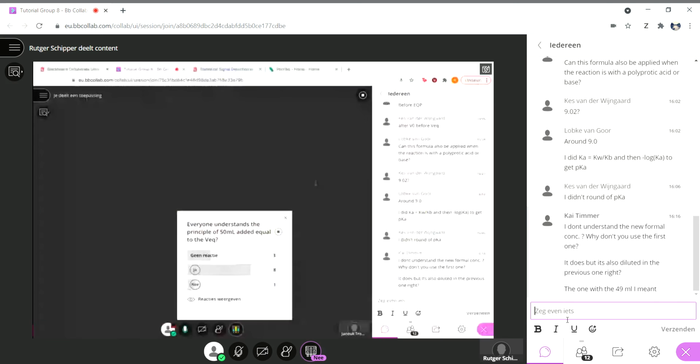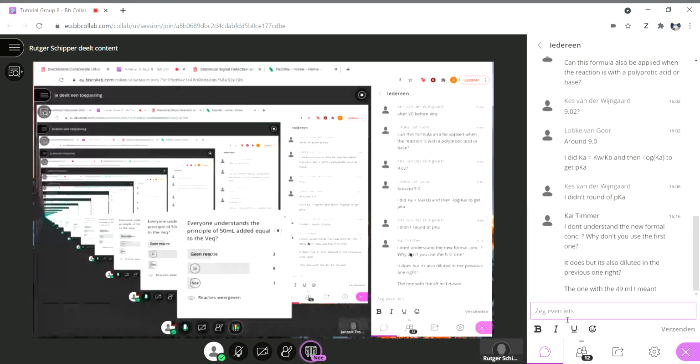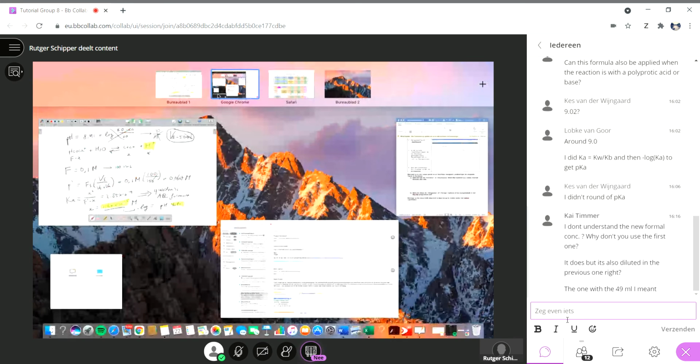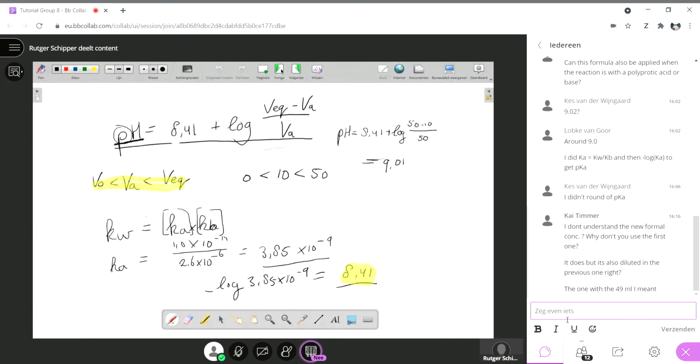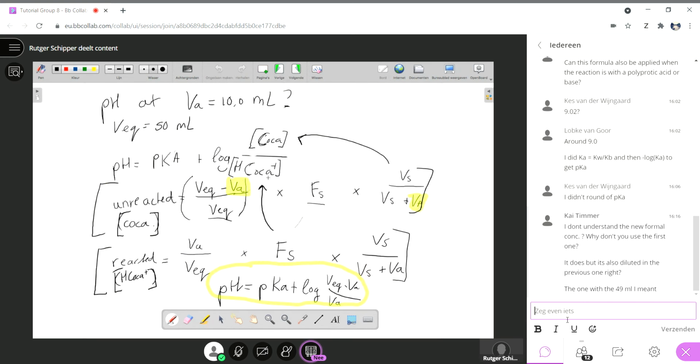Let's see. The one with the 49 milliliters I meant. I don't think we discussed the 49, but I think you meant the 10 milliliters, right? For that part, we can simply use the Henderson-Hasselbalch equation, which is way easier to calculate the pH. It does not even take the dilution factor into account, or, well, it does. If you look here, you see? Because the dilution factor divided by the dilution factor gets evened out.